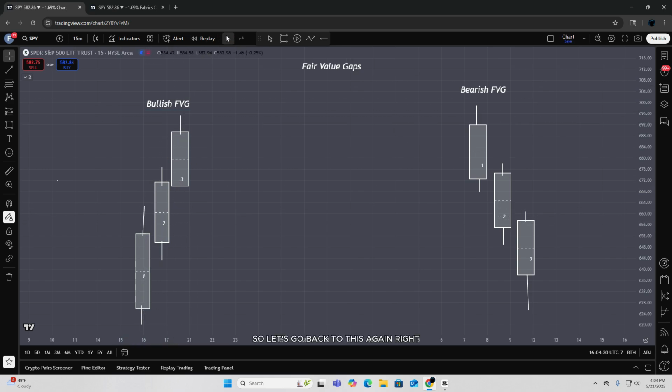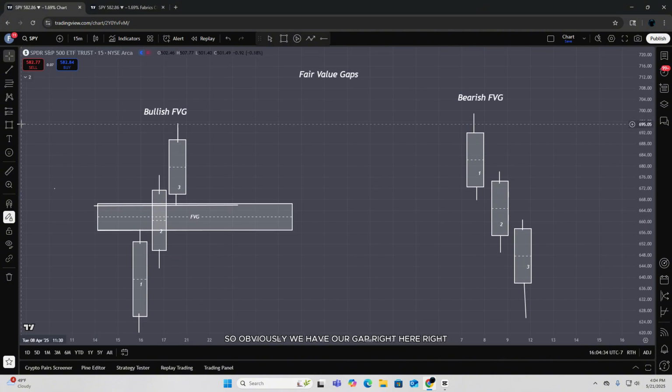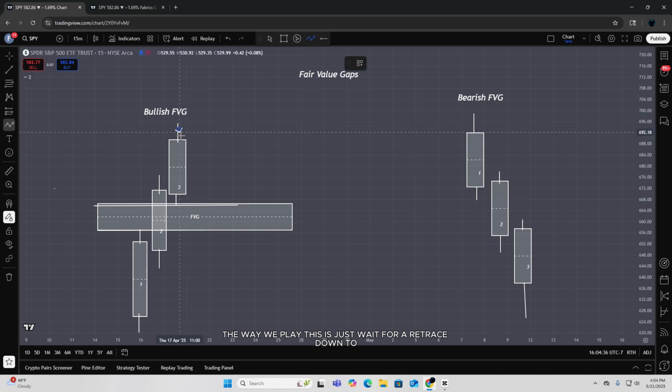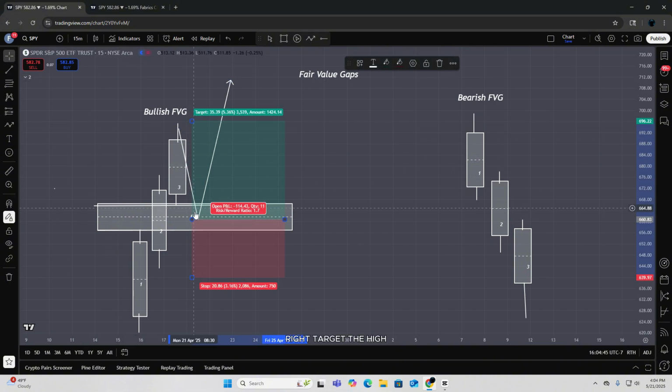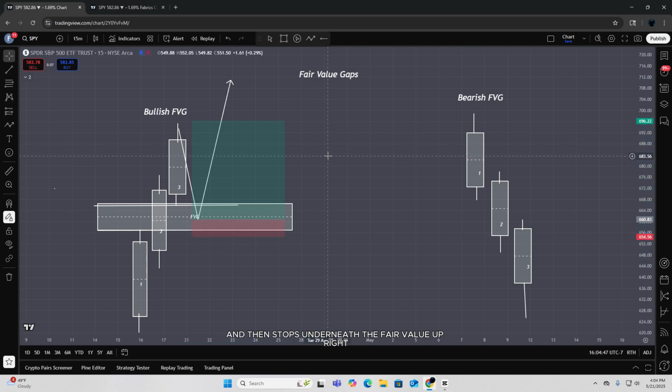So let's go back to this again. Obviously we have our gap right here. The way we play this is just wait for it to retrace down into here and then place calls to the upside. Your long position will look something like this: target the high and then stops underneath the fair value gap.